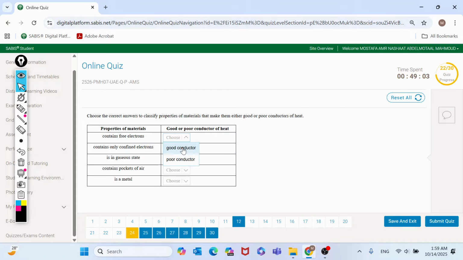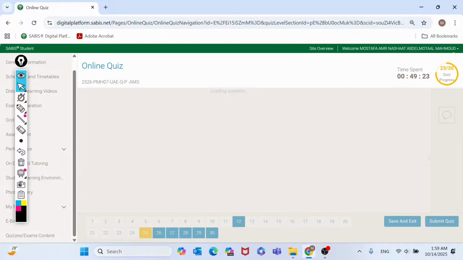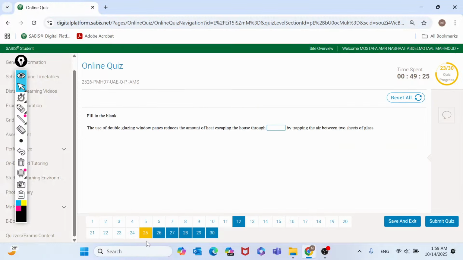Contains free electrons. Good conductor. Contains only combined electrons. Poor conductor. These two are the opposite. Is in gaseous state. Poor conductor. Contains pockets of air. Poor conductor, because that's pockets of gas. So it can make it a poor conductor because it still has gas in it. Is a metal. Good conductor. Physics isn't like memorizing.